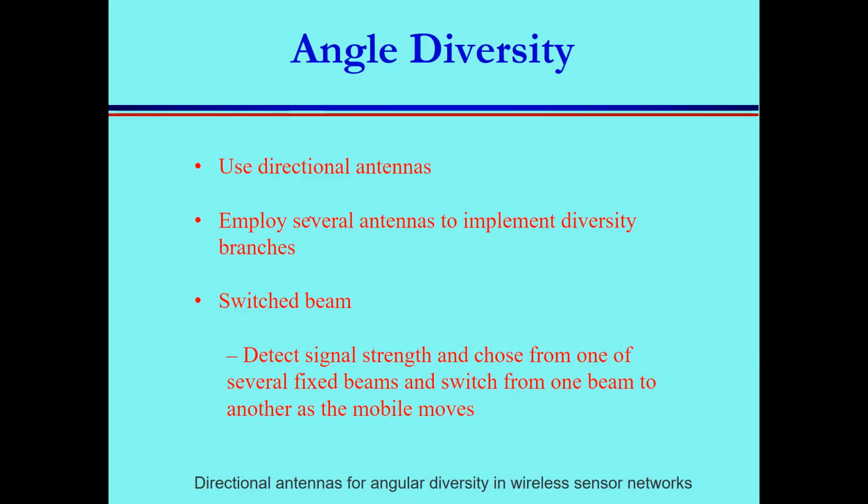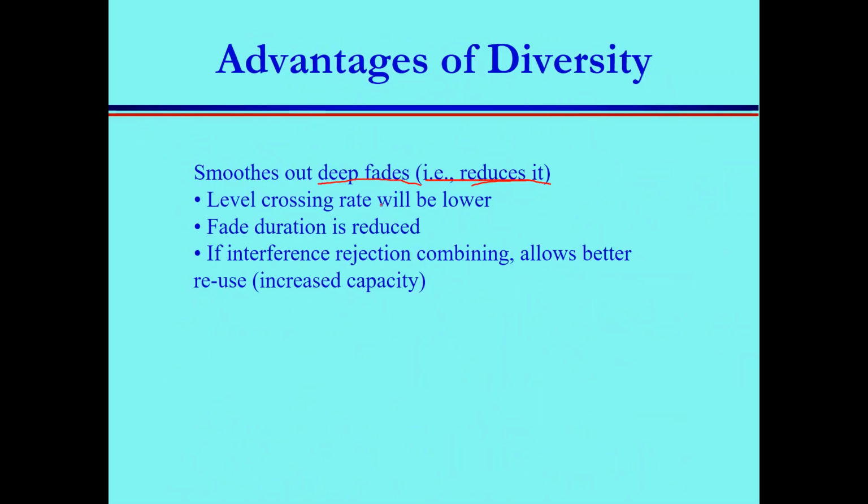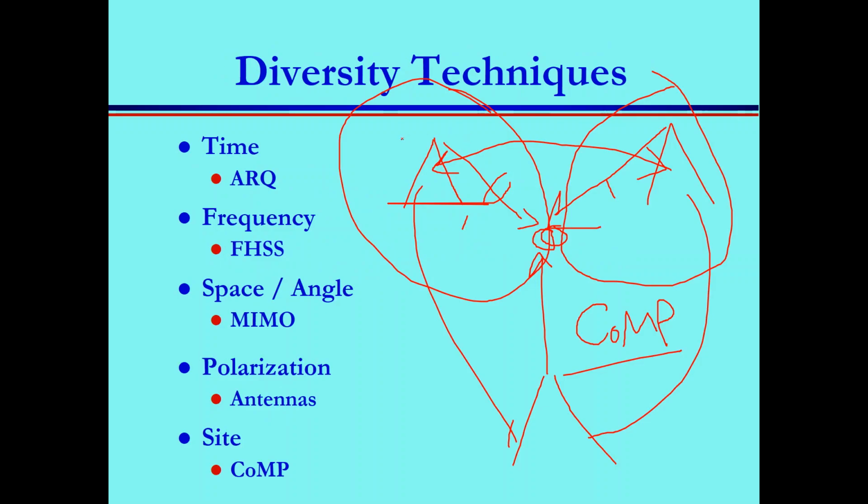I have a question. What's the difference between site and antennas? Because it's the same principle. Both of them are, you can say, space diversity. What's the difference? He says, good question, site and antenna look similar to each other. So what's the key difference?